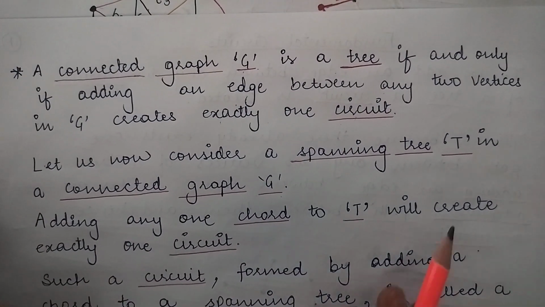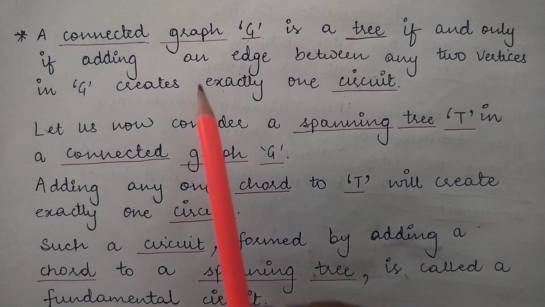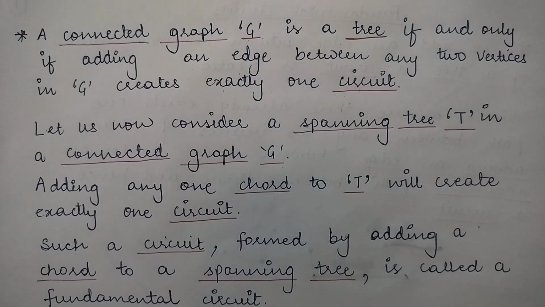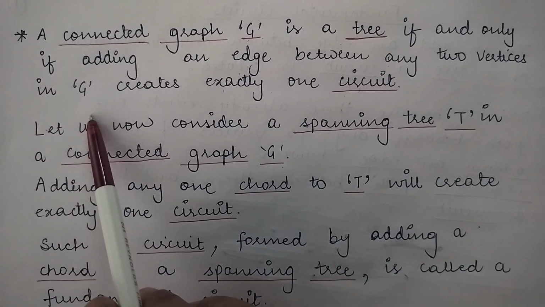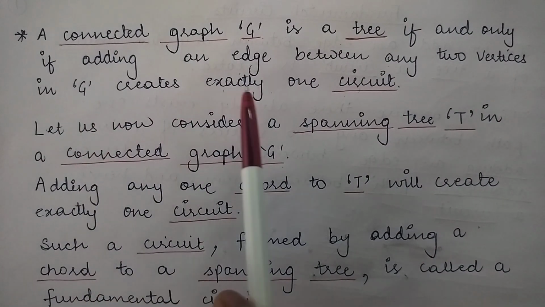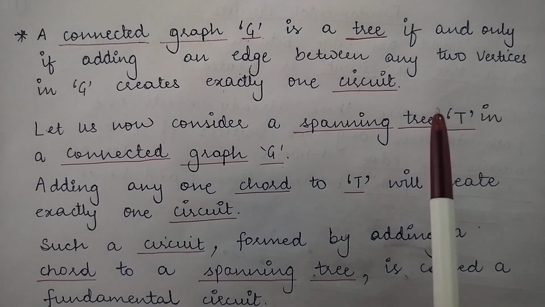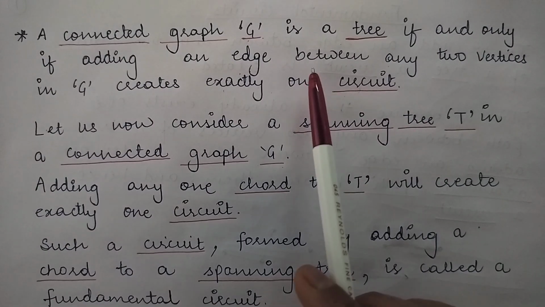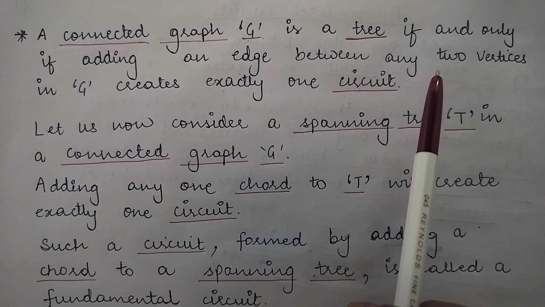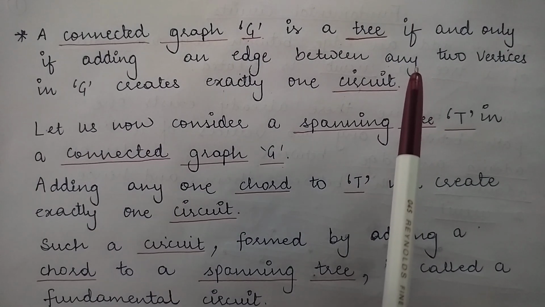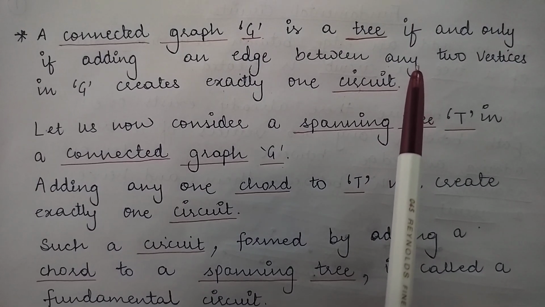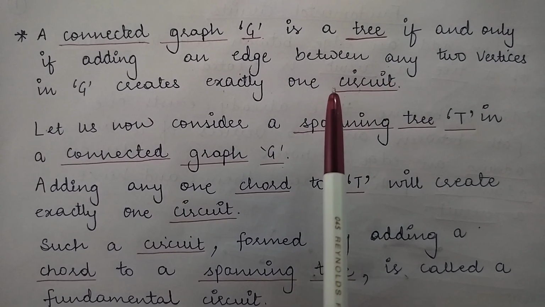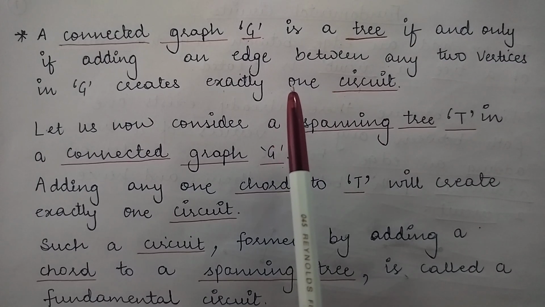From this we can also conclude that a connected graph is a tree if and only if adding an edge between any two vertices of the graph creates exactly one circuit, right? So if we do not know whether the graph is a tree or not, and we have a connected graph, and adding an edge between any two vertices of the graph creates one circuit, you add one edge and one circuit is created, then you can say that that graph is a tree, provided you did not have a circuit before.